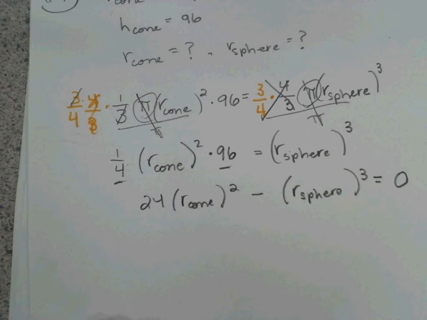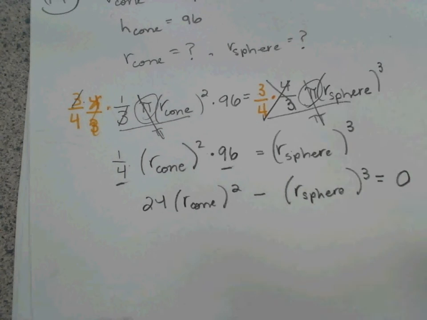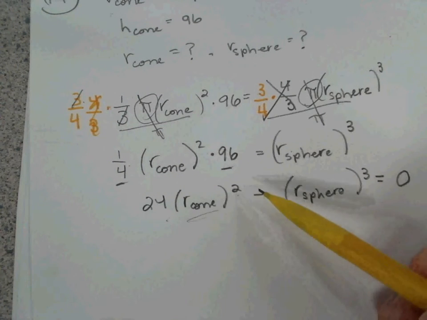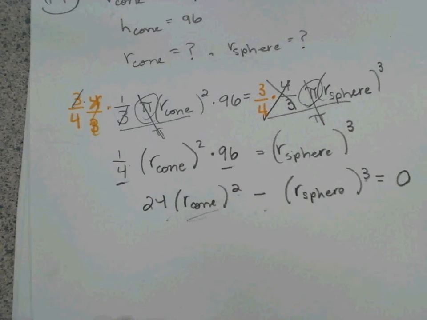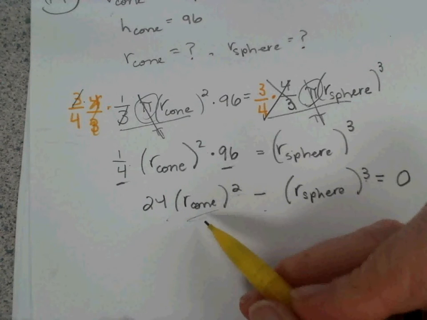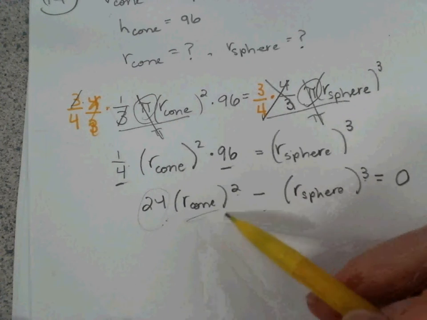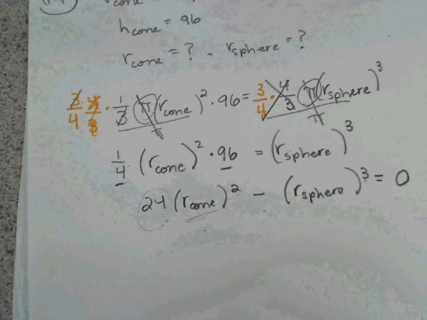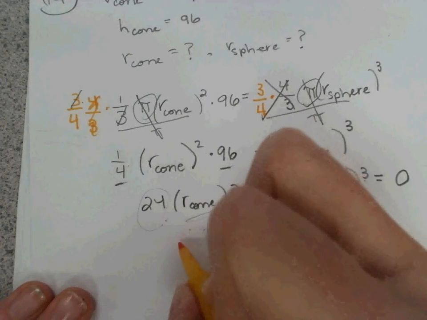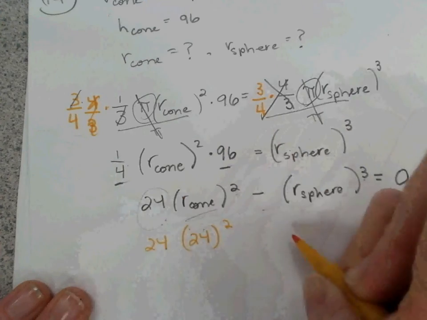That's going to set it equal to 0. So basically what I need to do here is figure out 24 times some number squared minus some number cubed is equal to 0. Well, one thing that comes to mind is if I made the radius of the cone 24, because then I know 24 times 24 squared would be the same thing as 24 cubed. So if I go ahead and plug in 24 here, you can think about it as a guess and check.